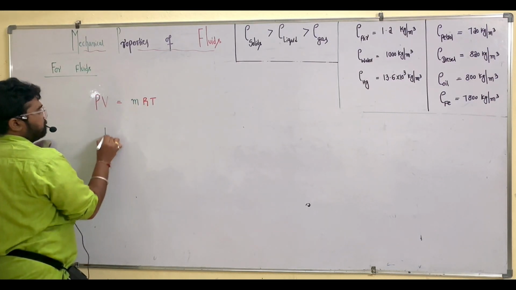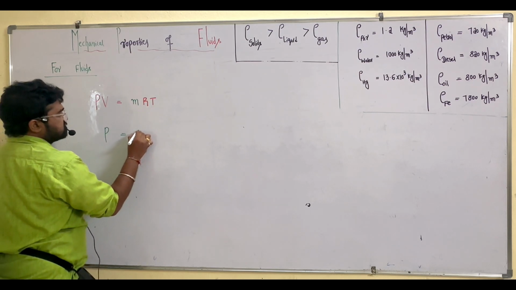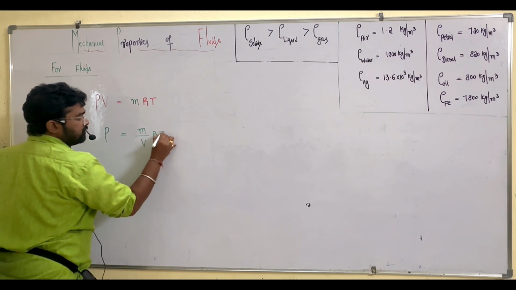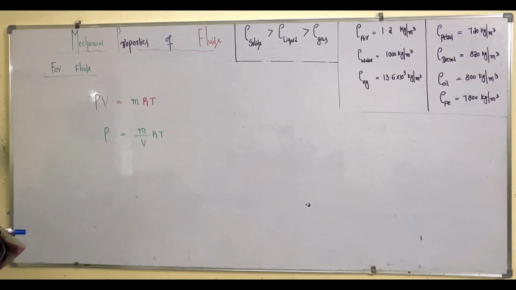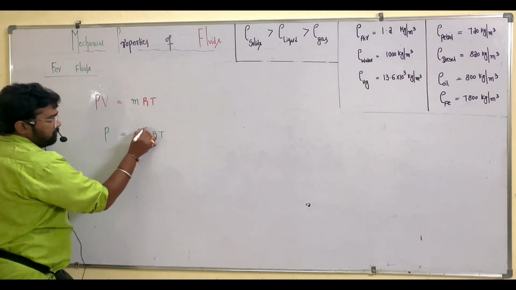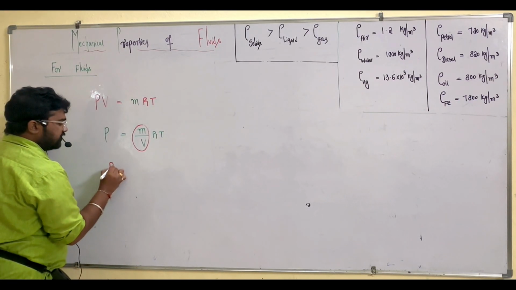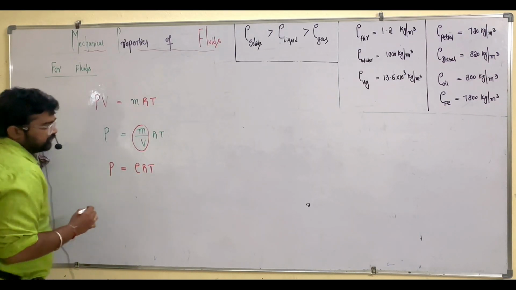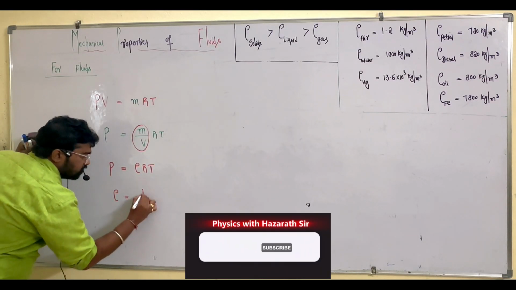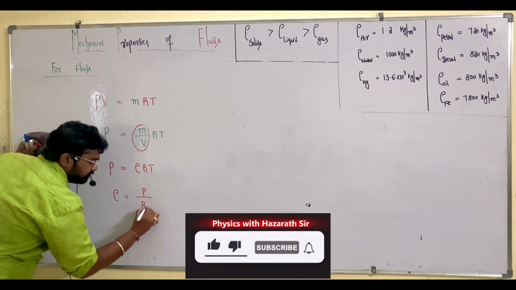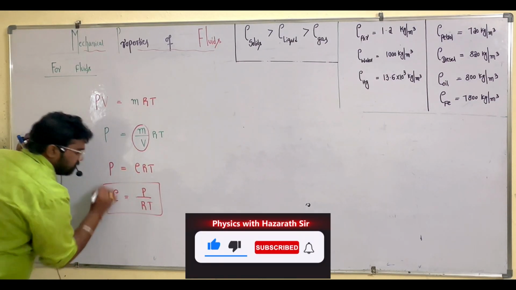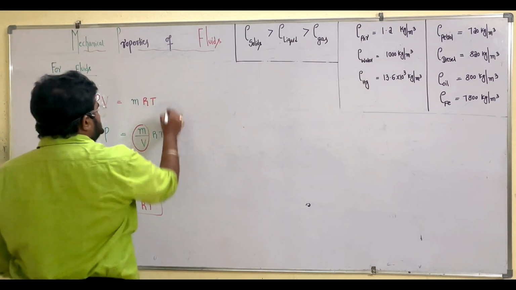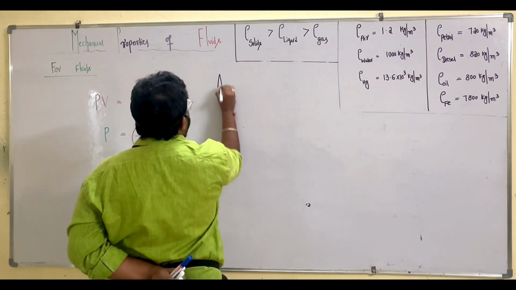Small m, MRT. Pressure equals to how much? Mass per unit volume into RT. So mass per unit volume is the density rho into RT. Rho equal to P by RT, at constant pressure condition.